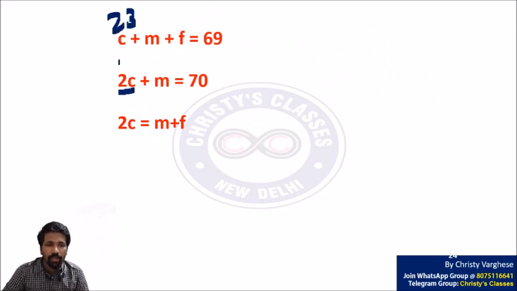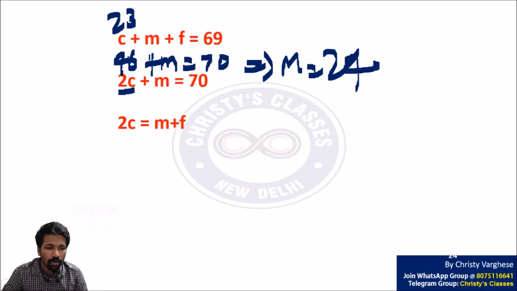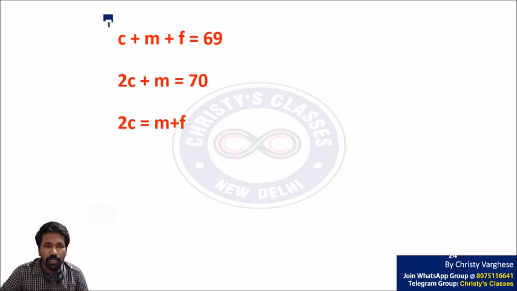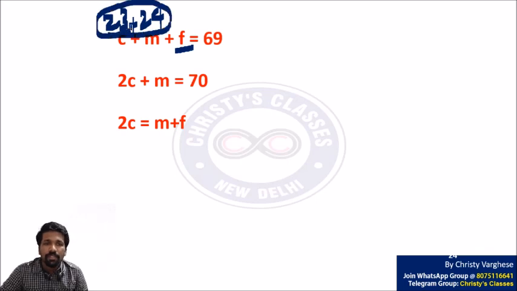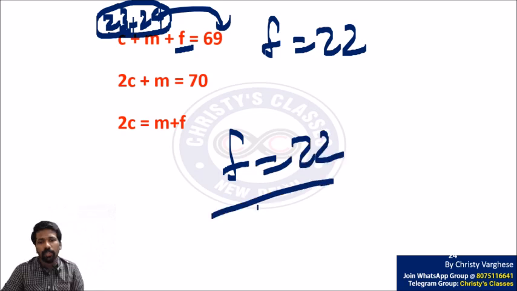If the number of children is 23, 2 into 23, 46 plus M is equal to 70. 46 plus M is equal to 70 means M is equal to 24. Mother's number also we got. Mother's number is equal to 24. So children number is 23, mother's number is 24, and from that you can easily find the number of fathers present in that birthday party. 23 plus 24, 47. 47 subtracted from 69, you will get F is equal to 22. So the number of fathers present in the party is 22. So the answer is 22.